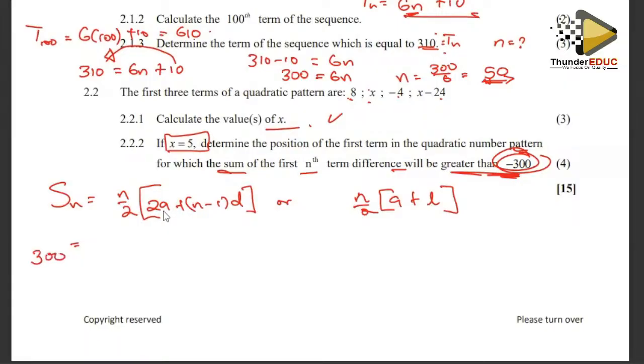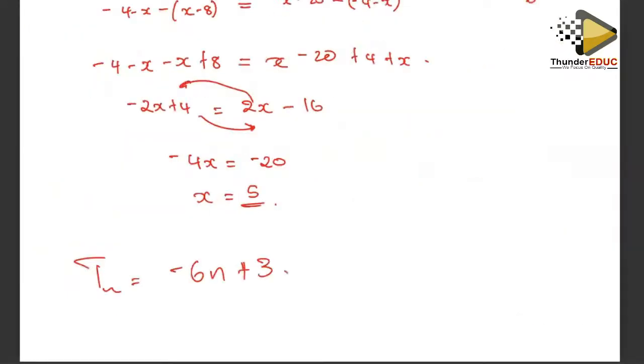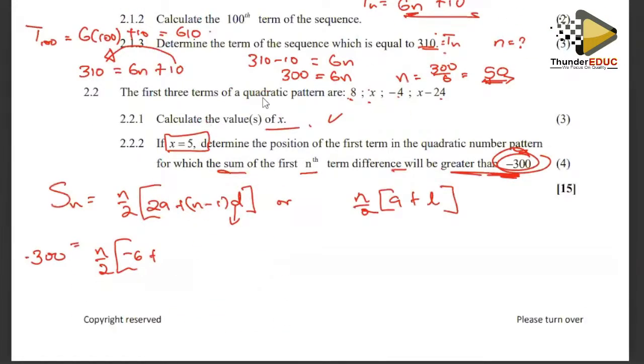So where there is sum, I'll put my negative 300. And then this is going to be n over 2, 2 times the a. We said our a was negative 3, which is negative 6, plus, what is our common difference? Our common difference is negative 6. Okay, so negative 6n plus 6. So this cancels that. Does that make sense? It should make sense, okay?